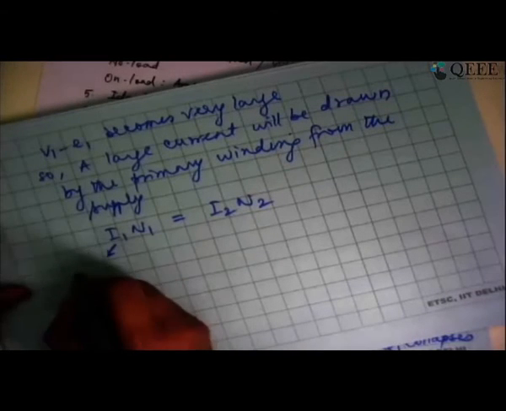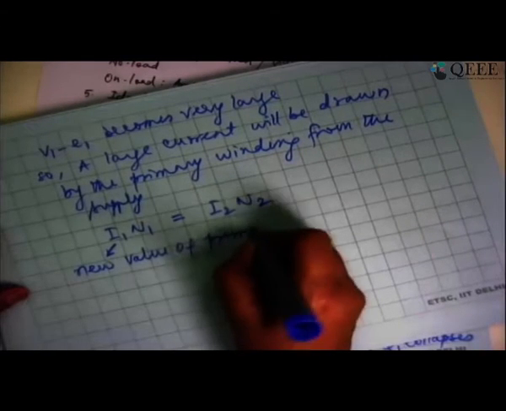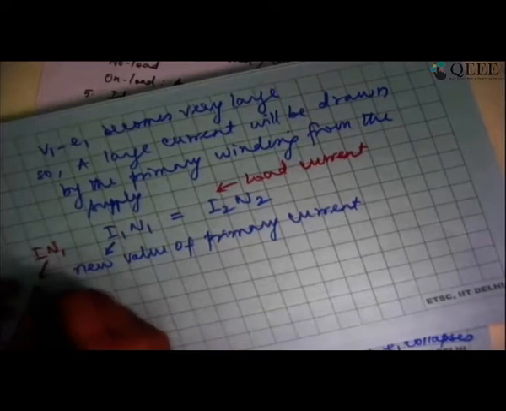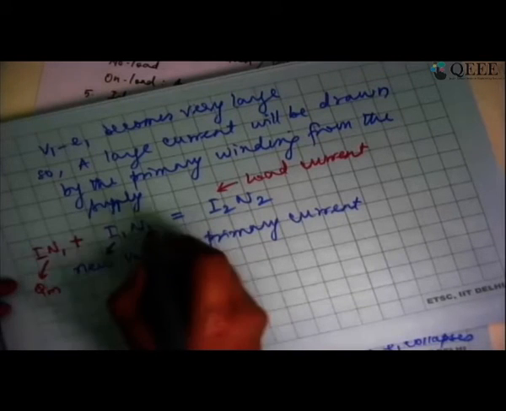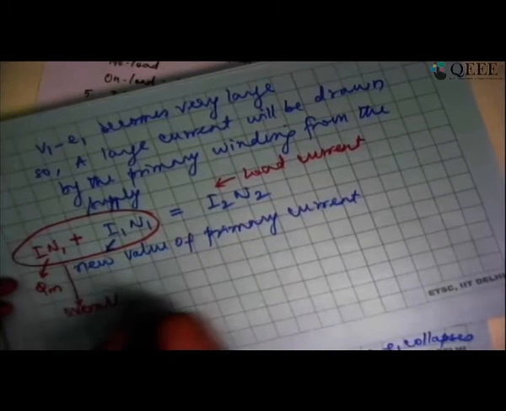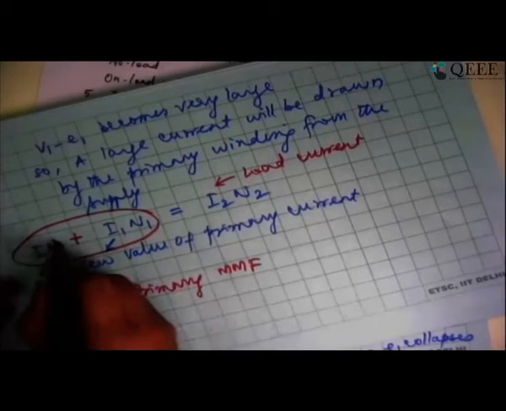This I1 is the new value of primary current, whereas I2 is the load current. Of course, you may ask, originally it was drawing a current of I, and it had N1 turns, and this was what was causing phi m. So I will have I N1 plus I1 N1 as the overall primary ampere turns. This will be the overall primary MMF. But this is a very, very small quantity.